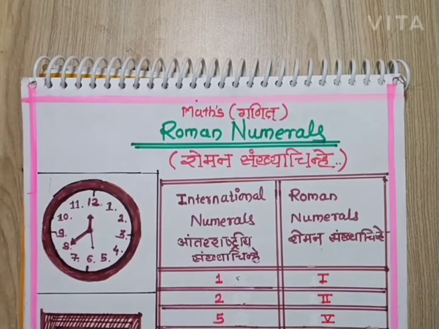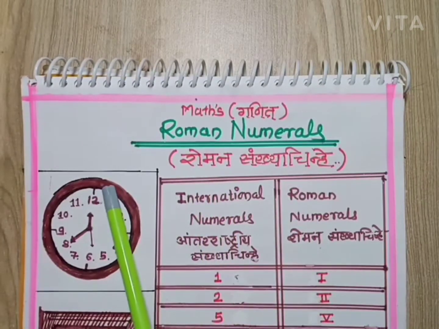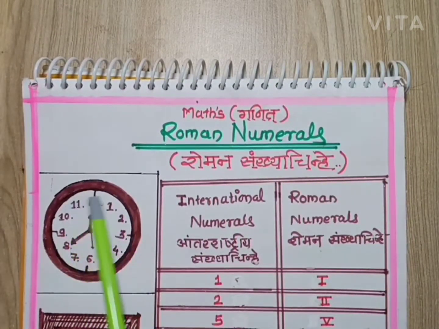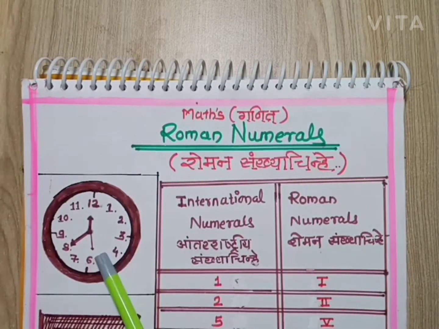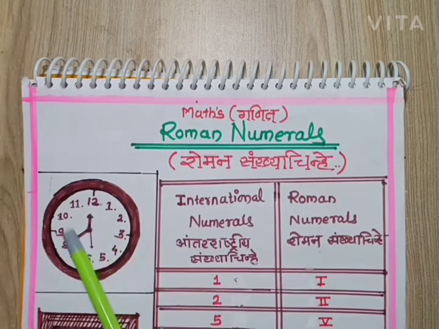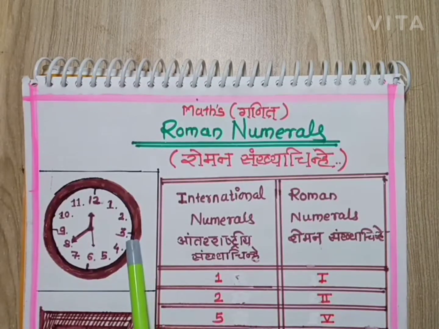Today we are going to discuss the topic Roman numerals, which is the first chapter of the 5th standard. Firstly, let us consider a clock. The clock contains certain numbers. These are 1, 2, 3, 4, 5, 6, 7, 8, 9, 10, 11, 12. These numbers give us the time from that watch.